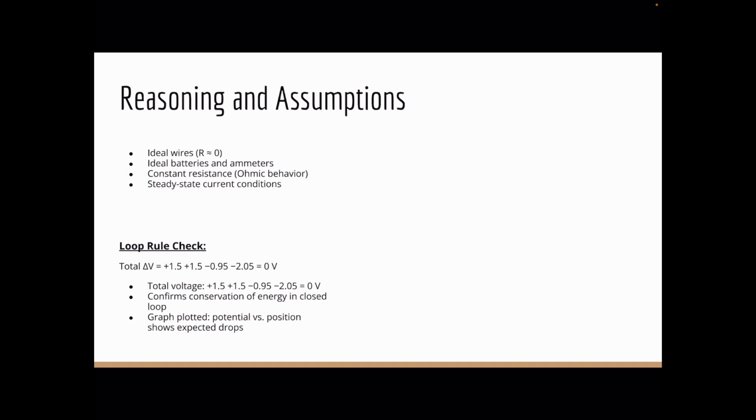For simplicity, we assumed that wires had no resistance and all circuit elements behaved ideally. That means the batteries provided constant voltage, the resistors had constant resistance, and the ammeters had no internal resistance. We also assumed steady state conditions, meaning the current was constant in time.